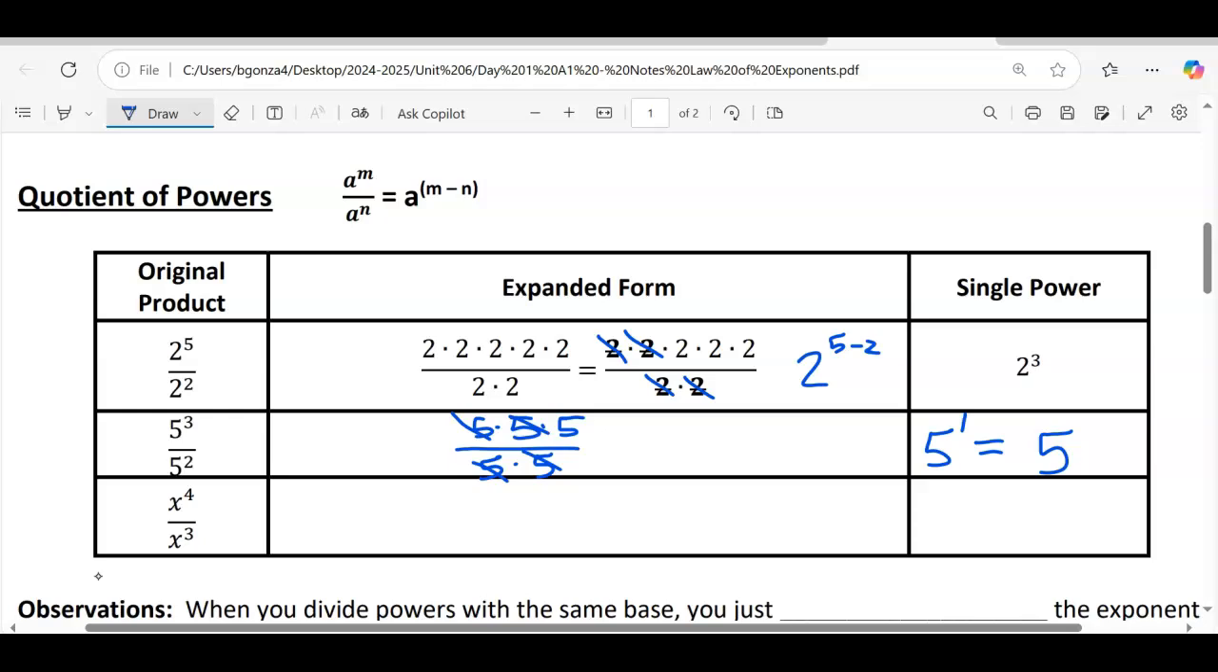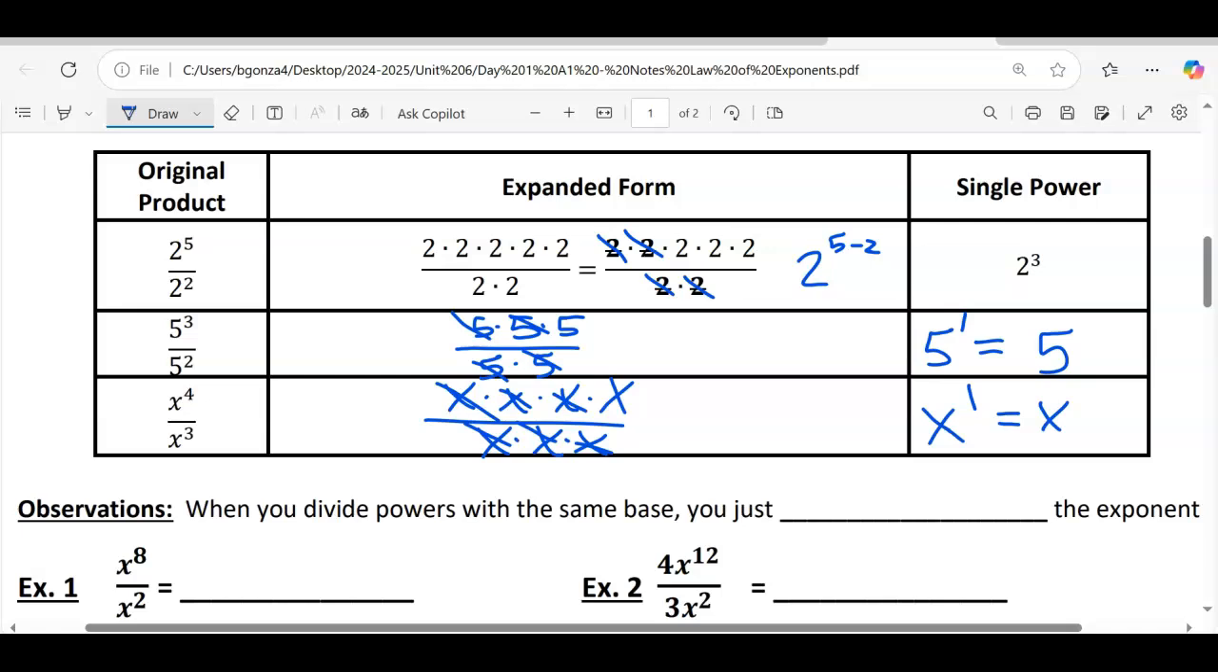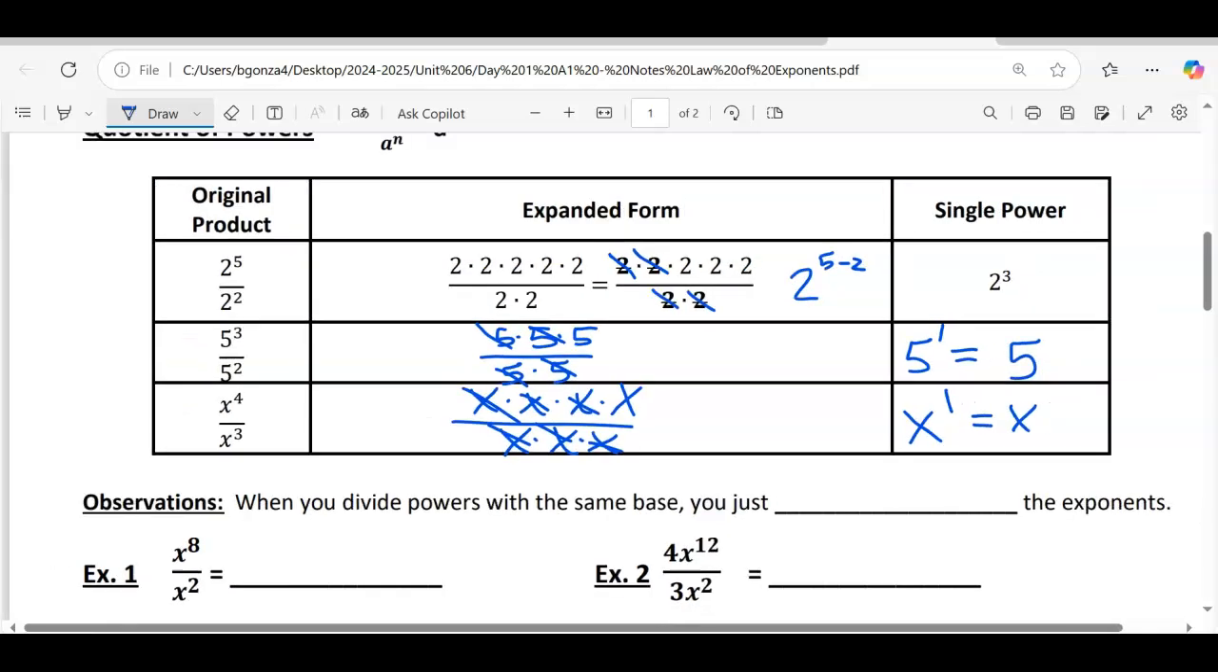It's unnecessary. It's invisible. Now, last one here, x to the 4th means 4 x's over 3 x's. 3 of them cancel out. I have 1 x left over, which we know is just regular old x. Okay? So what did I do each time when I had the same base on top and bottom and I'm dividing? You just subtract the exponents.